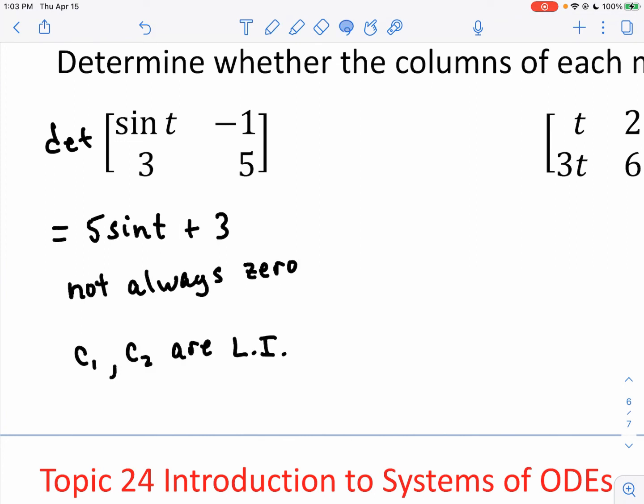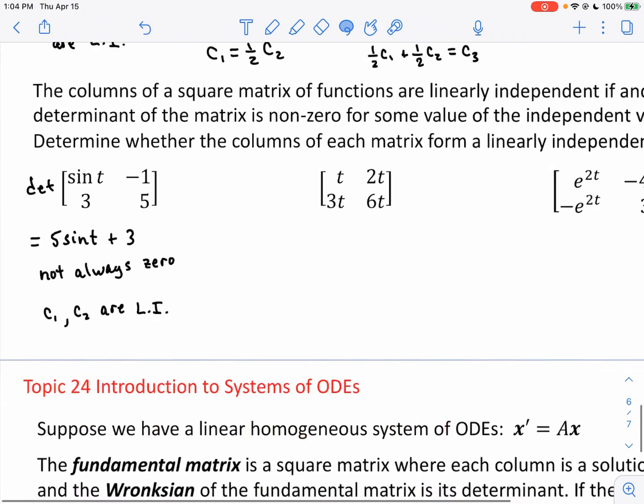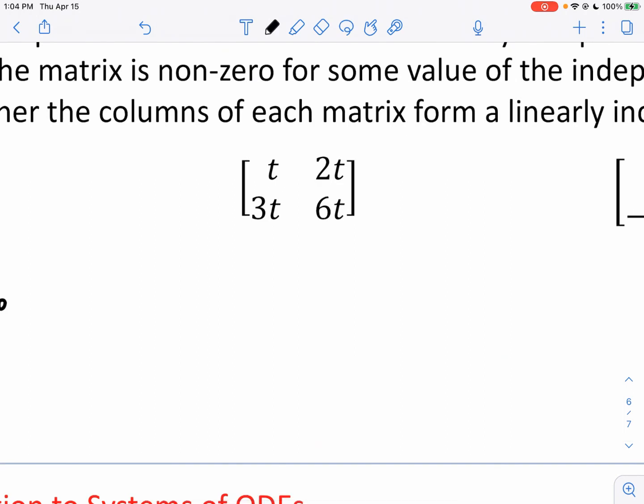Now there are values of t where this will take on the value 0, but we just have to say that there are some t's where the determinant is non-zero. That is enough to say that the 2 column vectors, one is a vector function that involves t, the other one is a vector of constants, but the 2 columns are linearly independent because there are some t's for which the determinant is not 0. Now in this case here, if we do the determinant of this one here, we do t times 6t, that's 6t squared, and then minus 3t times 2t, that's minus 6t squared.